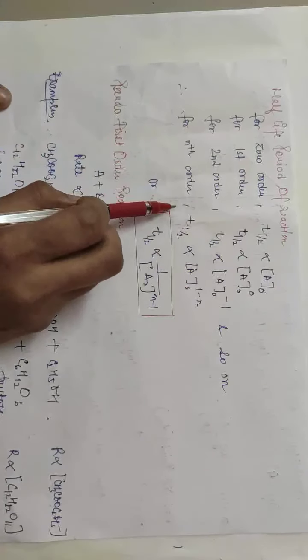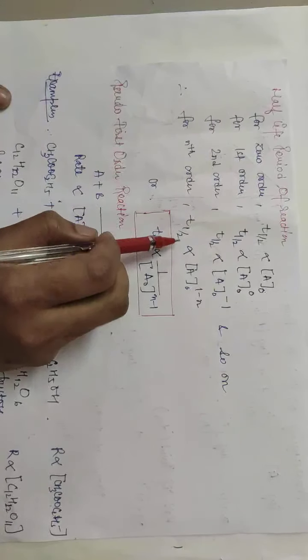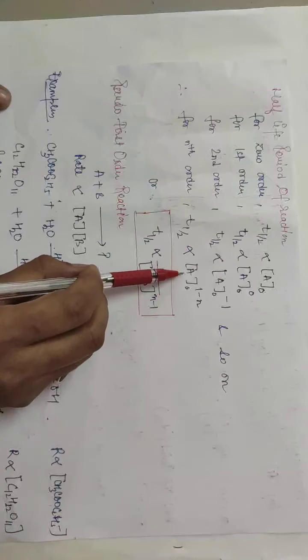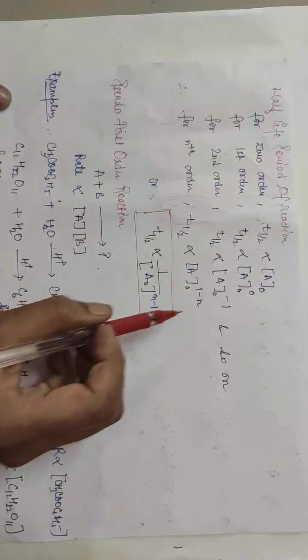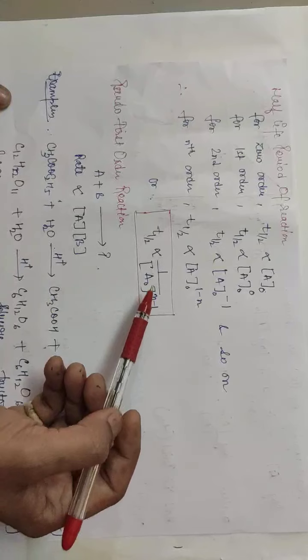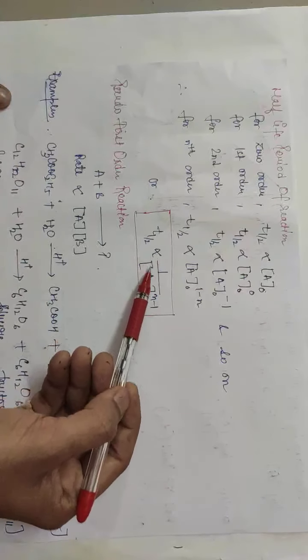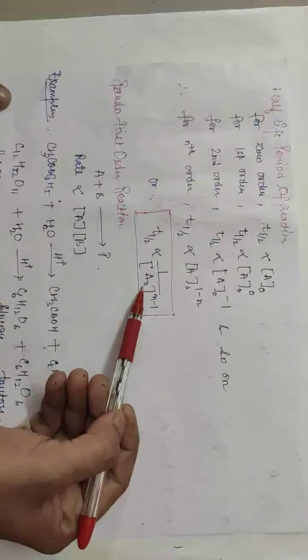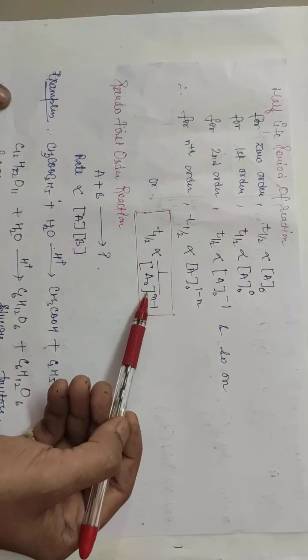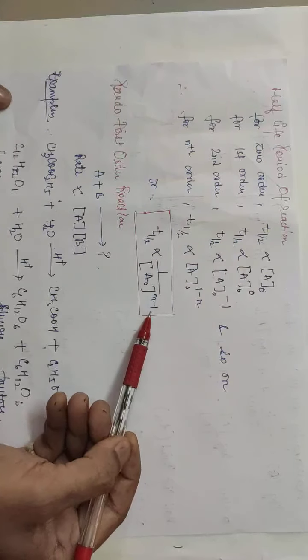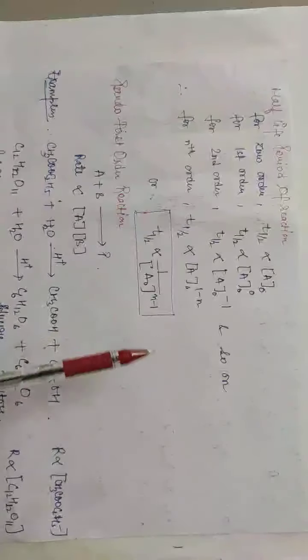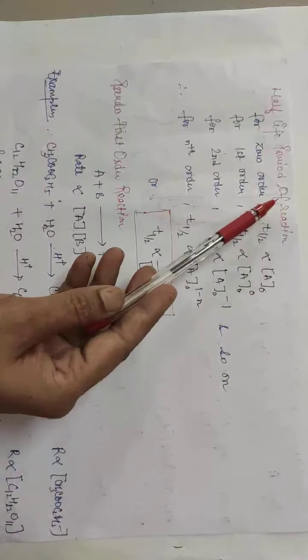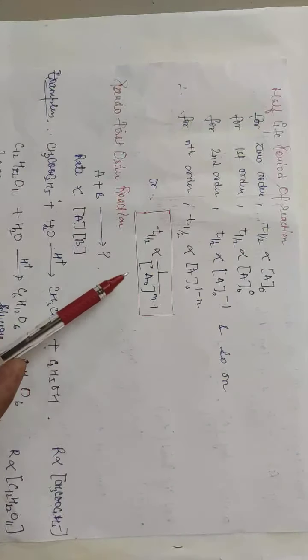So for the nth order reaction, you can write t half is directly proportional to a naught, the initial concentration, to the power 1 minus n. Or rearranging this, we get t half is directly proportional to 1 upon a naught to the power n minus 1. This is the general expression for the half-life period for nth order reaction.